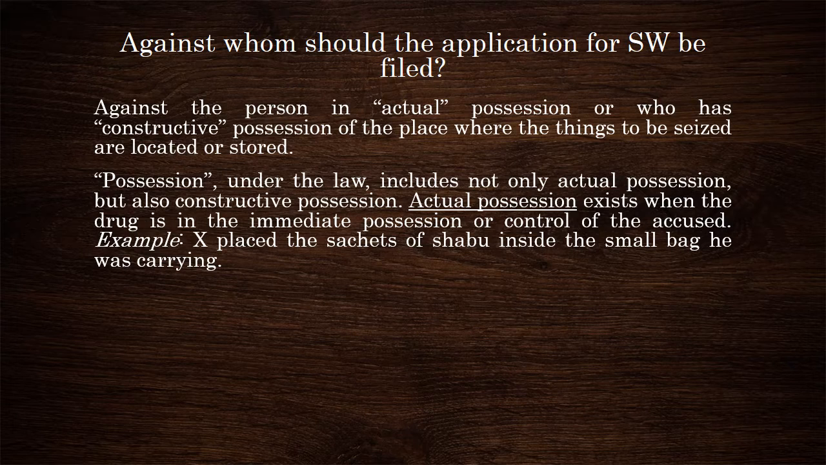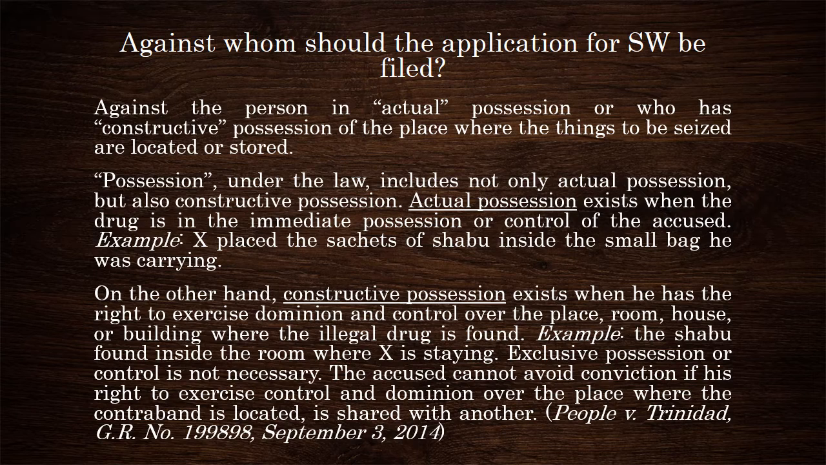Actual possession exists when the drug is in the immediate possession or control of the accused. For example, X placed the sachets of shabu inside the small bag he was carrying. On the other hand, constructive possession exists when he has the right to exercise dominion and control over the place, room, house, or building where the illegal drug is found. Example, the shabu found inside the room where X is staying. Exclusive possession or control is not necessary.